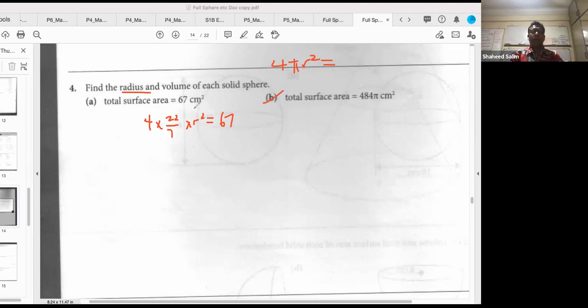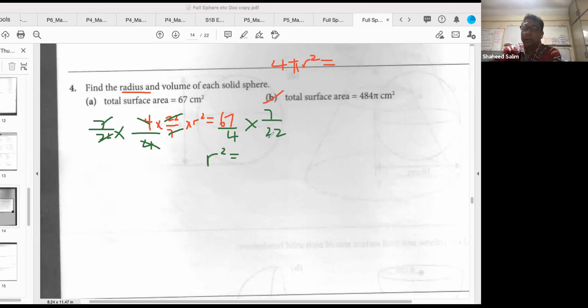Okay, Ryan, come on. This one, how to get rid of these numbers here? You divide this by 4. Can you see? Cancel, cancel. You must also divide the right side by 4. Then how to get rid of 22 over 7? You times by 7 over 22, the opposite. 22 divided by 22, no more, 7 divided by 7. So you must do the same thing on the other side. So you get r squared equal to this value: 67 times 7 divided by 4 divided by 22. What do you get? Okay, that's right.